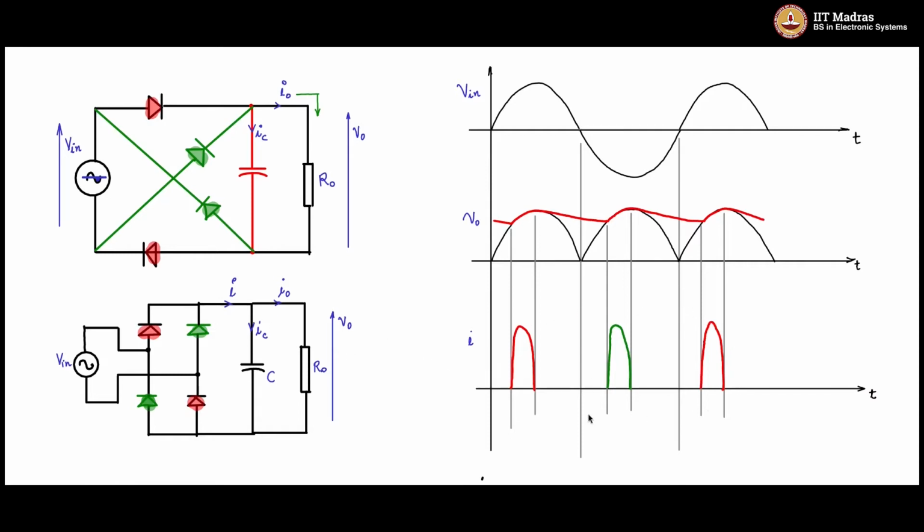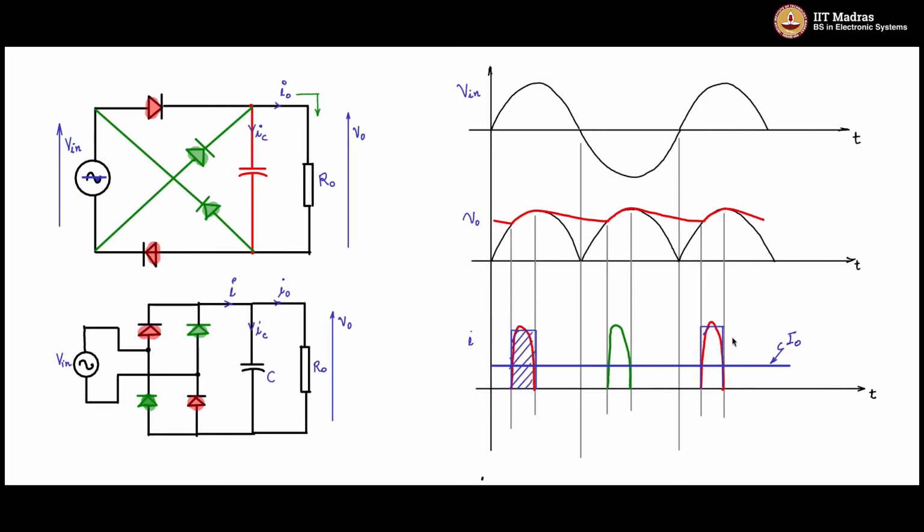This is how it will look, and it gets split into the capacitor current and the output current. The average of that will be the I0, which flows through the output resistance R0. So this is I0, and this current I minus I0 will be the current that flows through the capacitance C. So you could find the peak current in the diode in an exactly similar way.